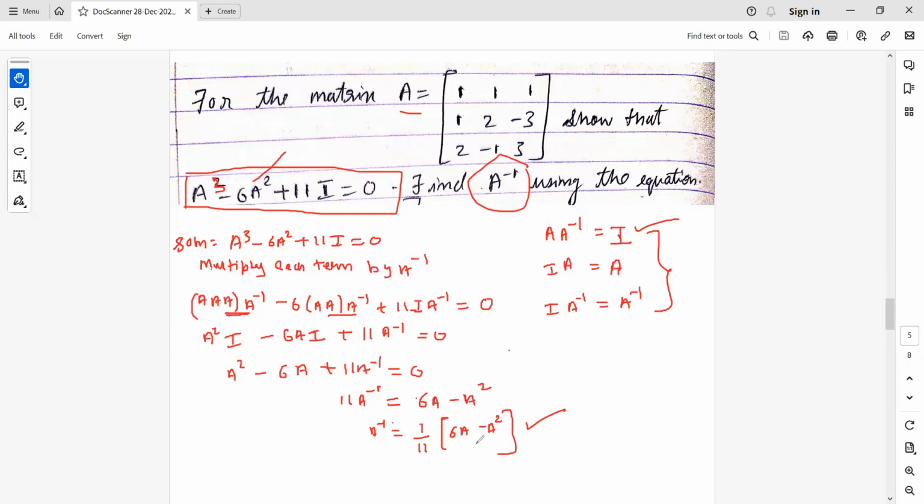So the last step you do it for homework. A square already I have given, A you already know. Substitute it and find the final answer. Okay, so this is a 4-mark question on matrix method. Here these three formulas are helping us to find out the values. One more similar question, you will take it for homework, and then we will stop.